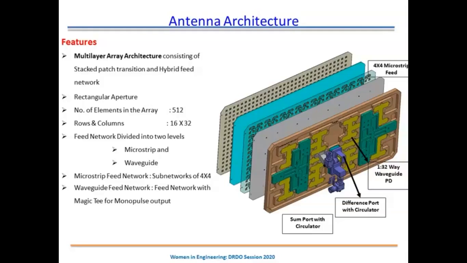There are 512 elements arranged in 16 by 32, and the microstrip feed network is at this end, and the waveguide feed network is at this end. A portion of the microstrip feed network is fed by the waveguide feed network. One important aspect is the transition that has to be done from the waveguide feed network to the microstrip layer, and it has to have a monopulse pattern in azimuth for this antenna array.